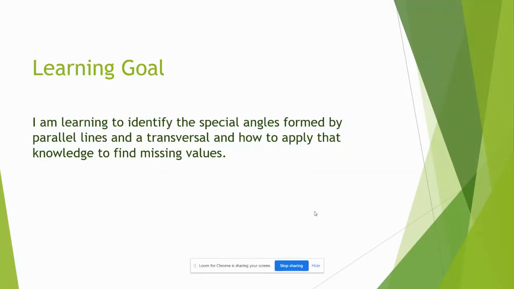Hi, in this lesson, we are going to be learning to identify the special angles formed by parallel lines and a transversal and how to apply that knowledge to find the missing values.